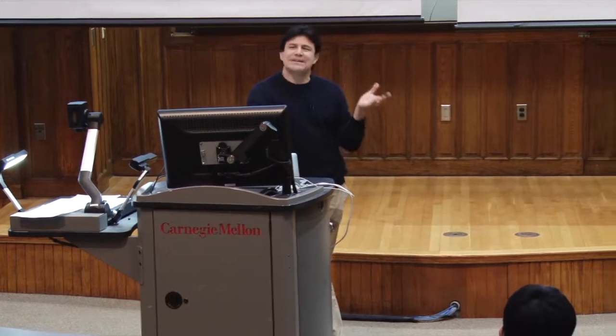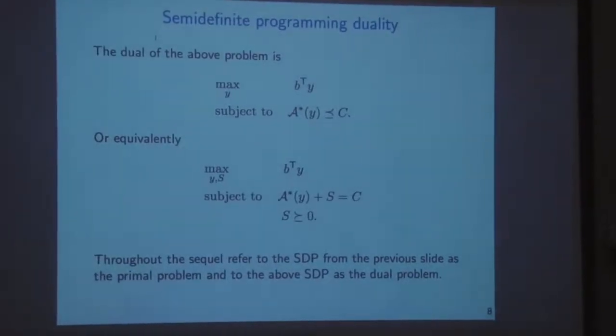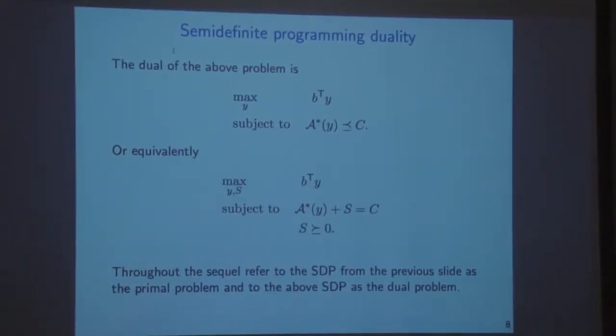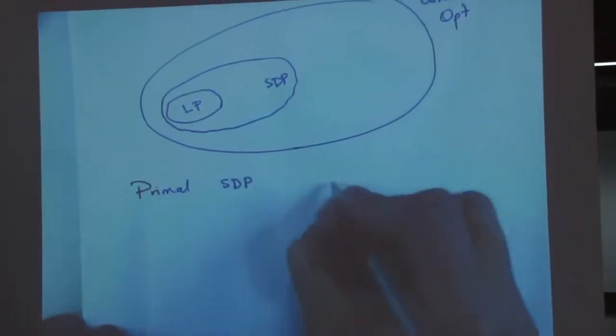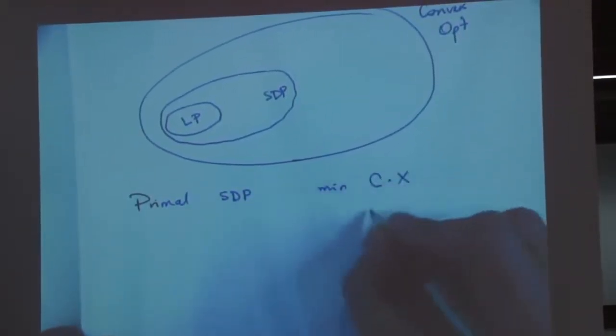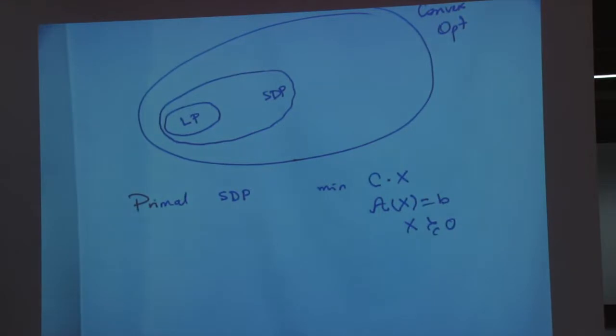So what did we do with linear programming last time? We discussed the dual. So in semi-definite programming, there is also a very similar duality property. So we have an associated dual problem. The dual problem, so let me put here again the primal SDP. The primal SDP is this: minimize Cx subject to Ax equal to b, x positive semi-definite.